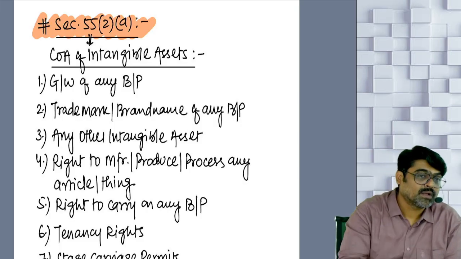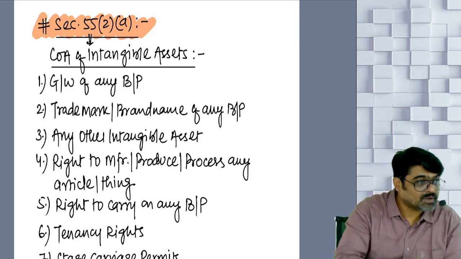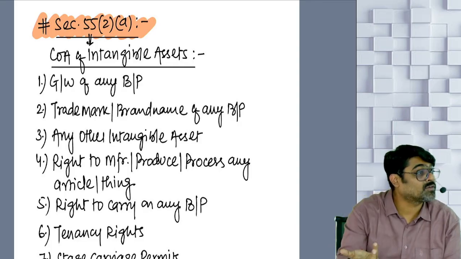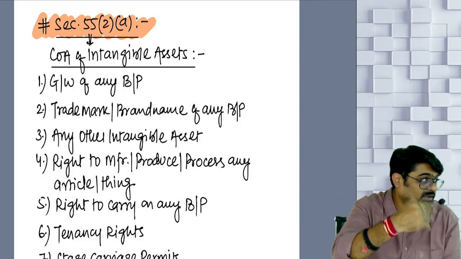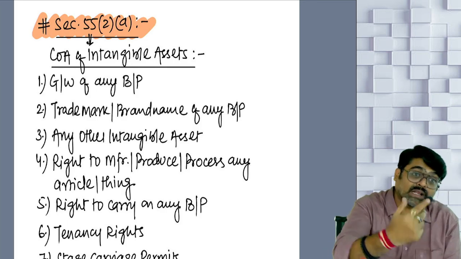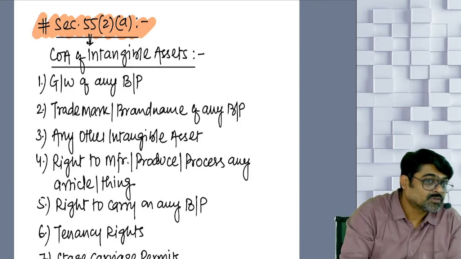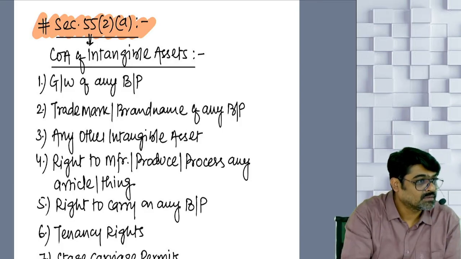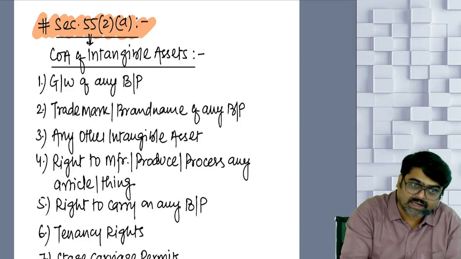Tell me, goodwill is an asset. Is it your capital asset? Yes, because under the exclusions, nowhere was it written that goodwill is not a capital asset. Means goodwill is an asset. Goodwill is a capital asset. And if you are selling your capital asset for 10 crores, you should be paying tax. You should be calculating the capital gain, and you should be paying tax on that capital gain.